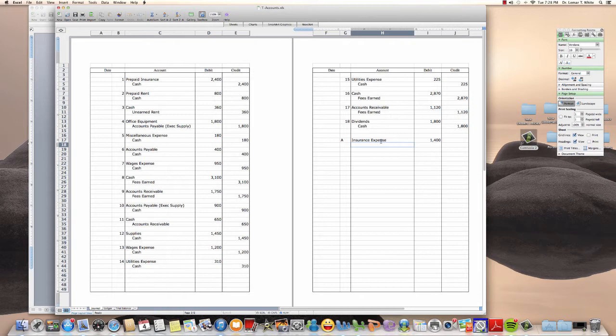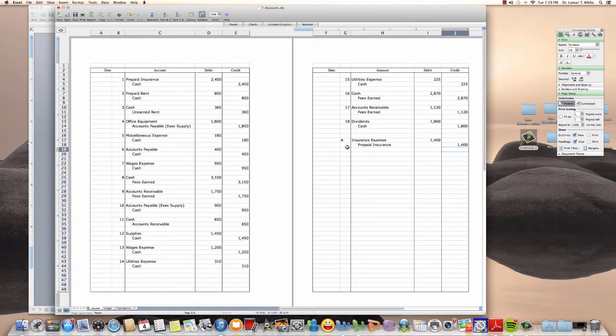Okay? Because it's no longer prepaid insurance. So remember, prepaid insurance is an asset. To increase an asset, I debit it. Now I'm decreasing my prepaid insurance because I've used up some of it. So to decrease my asset, what do I do? I make a credit. So in my journal, I'm going to make a credit to prepaid insurance to show that it has reduced. $1,400 for 7 months. Okay?